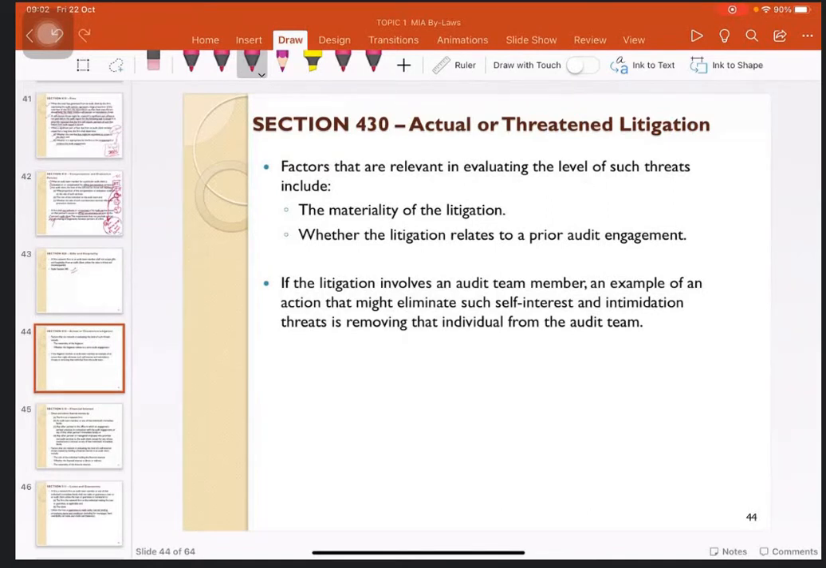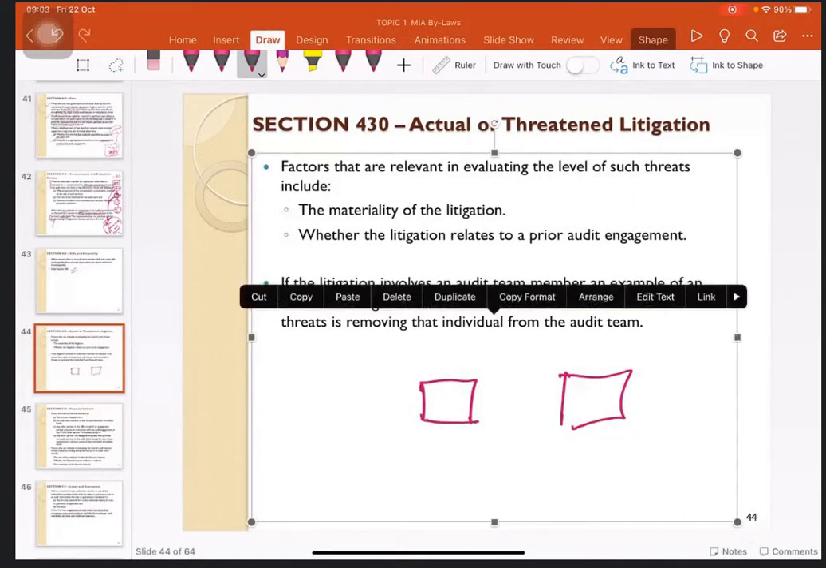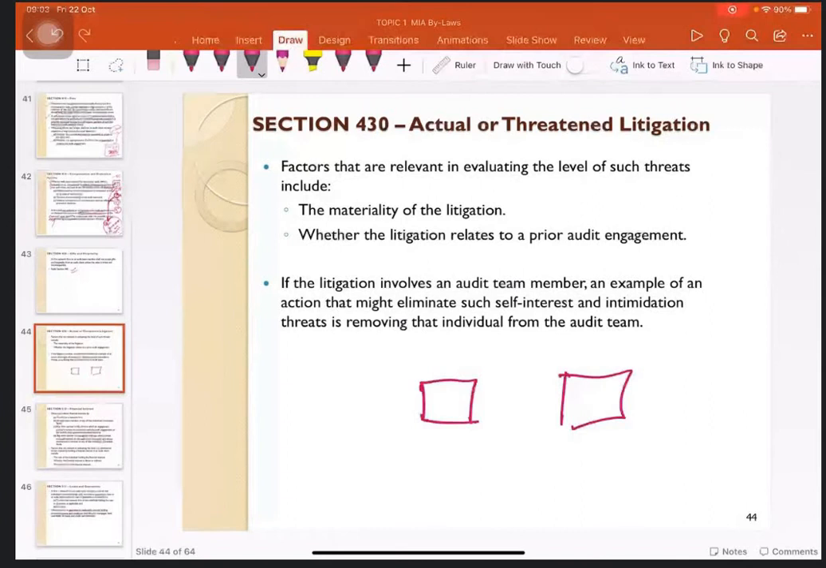Actual and threatened litigation. Factors that are relevant in evaluating the level of such threat include material litigation, meaning that the client try to take action against the auditor. The auditor ni dia ada dua ya, satu adalah members of the audit team ataupun CPA. Dia boleh ambil kepada members. Sorry kelas. Okay, maybe the client try to take legal action against the audit team. Bukan audit team ya, members, okay? Seorang je, okay? Ataupun kepada audit firm.